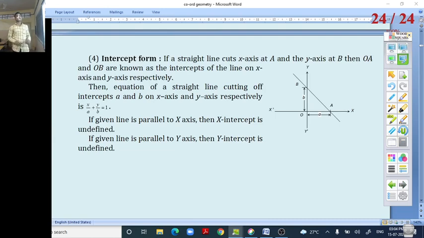This is the case where a line crosses the x-axis and y-axis with some x and y intercepts respectively. What is the form of such a line? The intercept form: when both the intercepts are given, we read it as the intercept form.